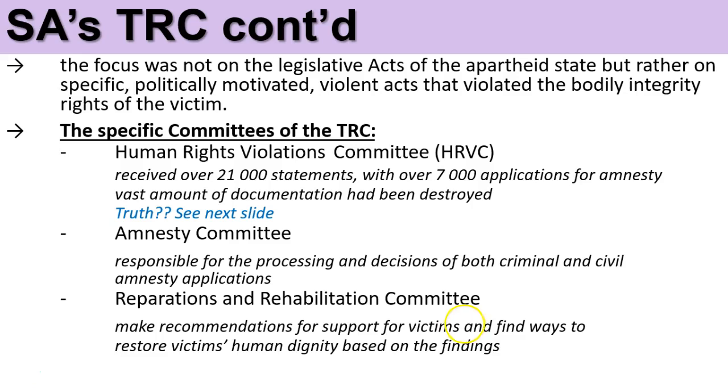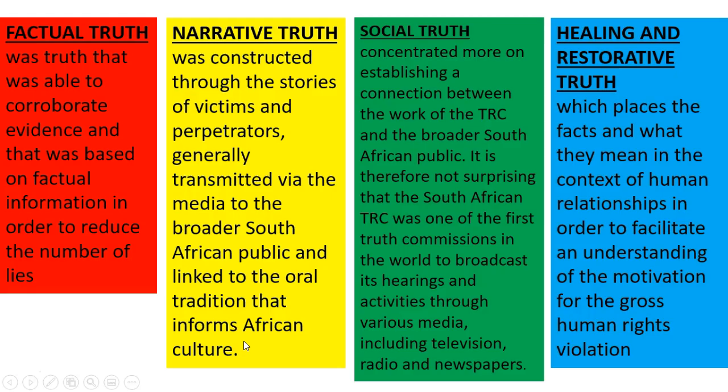There were three specific committees of the TRC: the Human Rights Violations Committee, the Amnesty Committee, and the Reparations and Rehabilitation Committee. This section isn't examined, but it's interesting for you to note that when they were looking for truth, they were looking for 4 kinds of truth: factual truth, narrative truth, social truth, and healing and restorative truth. So look at that in your own time, just for your own interest.